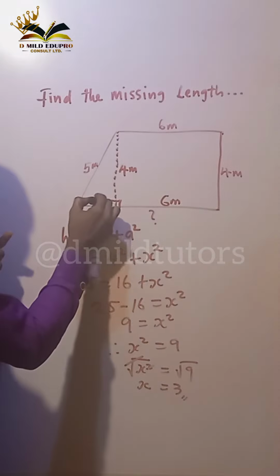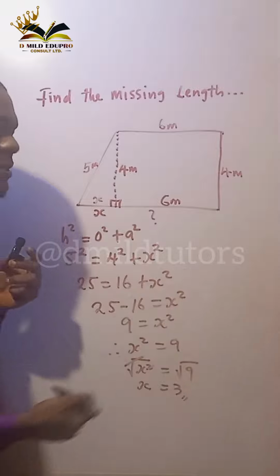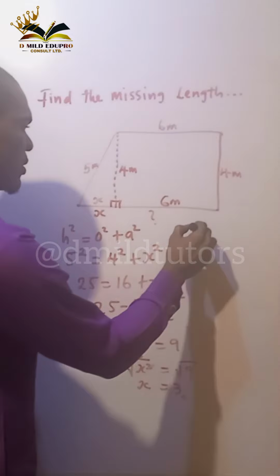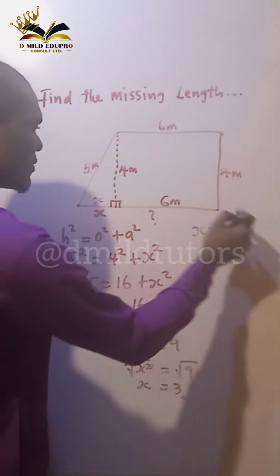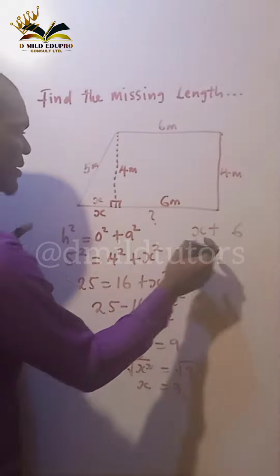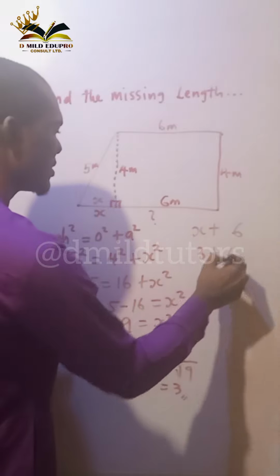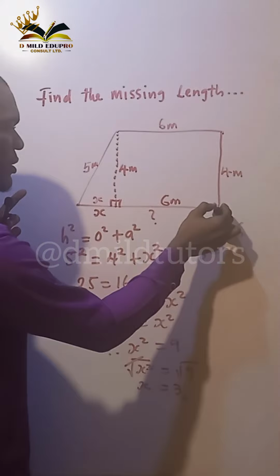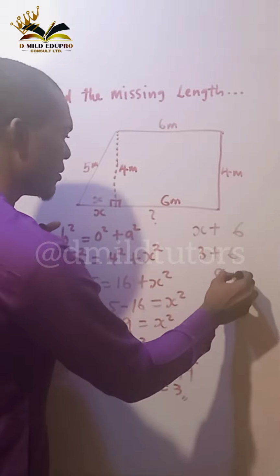Now, if x here is 3, what is now the full length? The full length is now going to be x plus this part to this part, which is 6. And x is 3, so we have 3 plus 6. So meaning from this point to this point is going to be 9 meter.